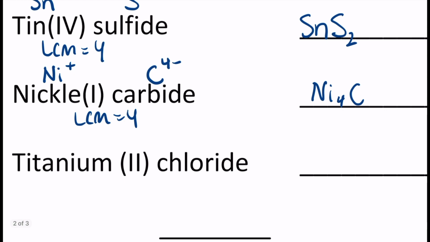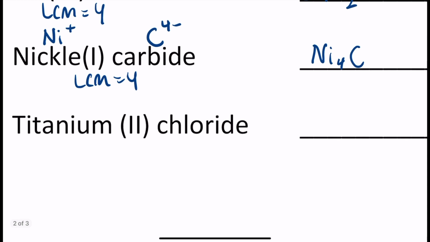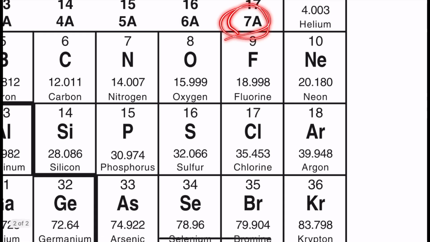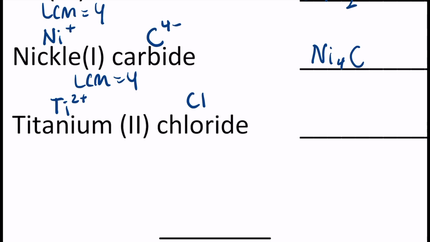So the correct formula for nickel 1 carbide is Ni4C. All right, titanium 2 chloride. Slight typo here, there shouldn't be a space between the metal and the Roman numeral. But titanium 2, if you look up titanium, I think a lot of people actually know this one. This is Ti, and this one has a 2 plus charge because the name told us the charge. Chloride is Cl, and we see chlorine is right here since it's in column 7A. It's going to gain 1 electron when it ionizes, so it will have a 1 minus charge.